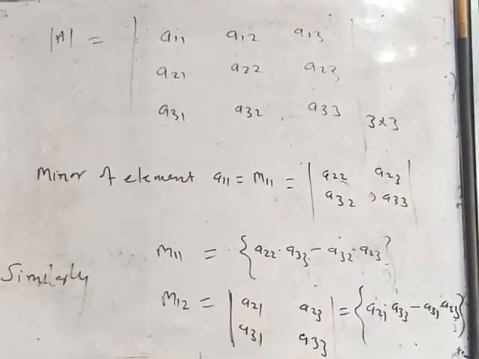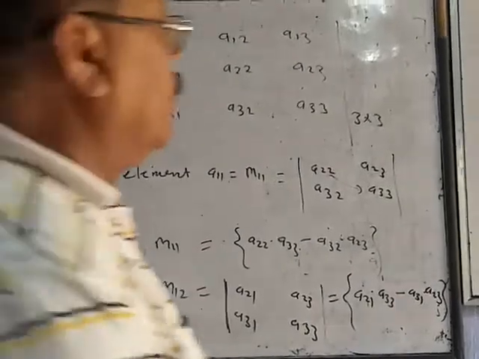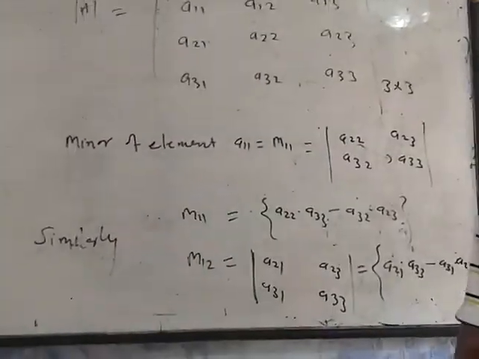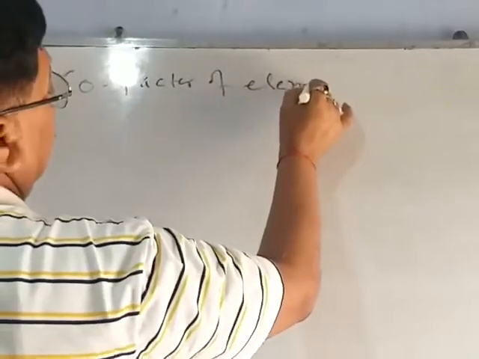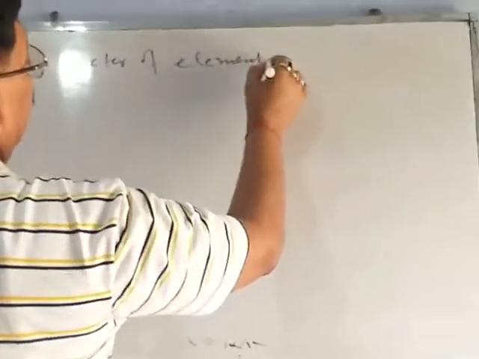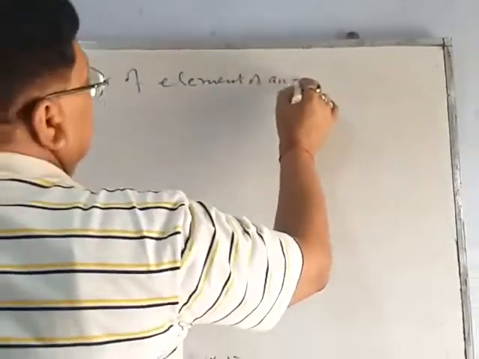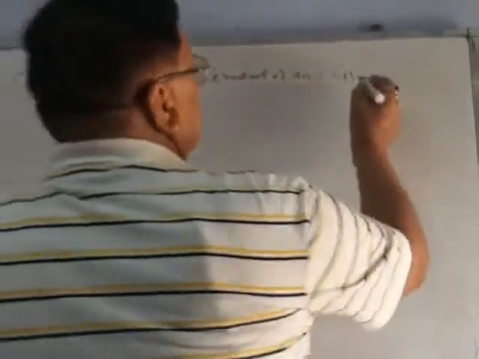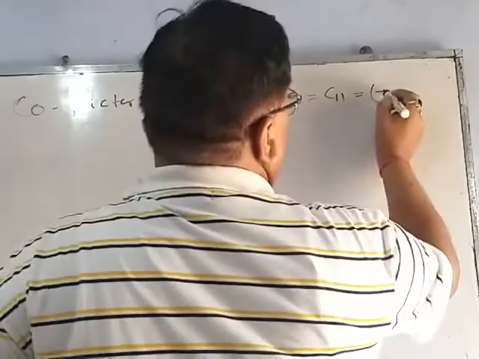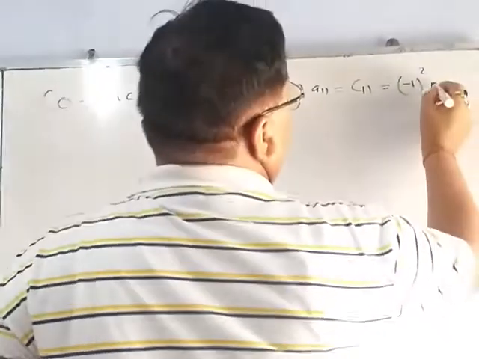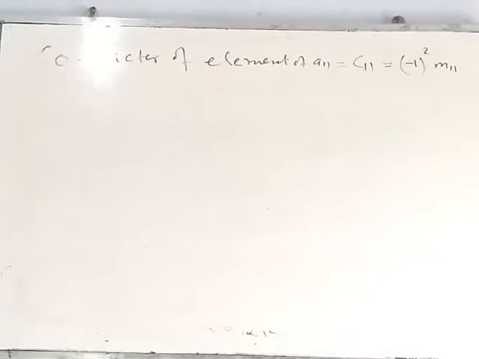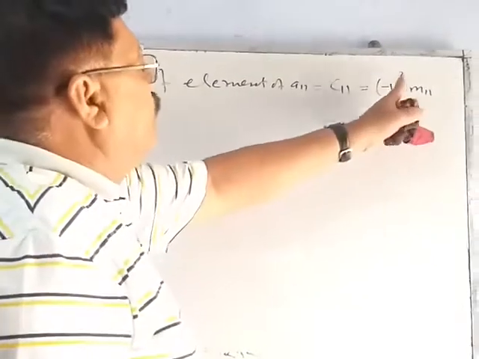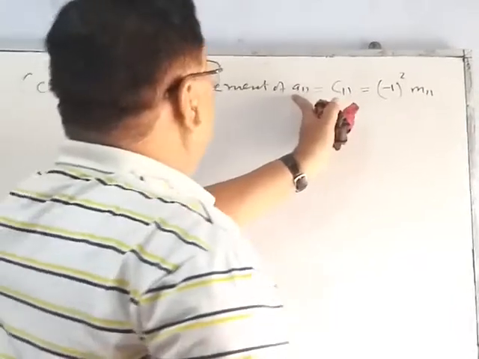Now, student, how to find cofactor? For cofactor, the element A11 is noted as C11, and it will be minus 1 power 1 plus 1, 2, M11. That is, M11 is multiplied by minus 1 power 1 plus 1, 2. This is the cofactor of A11.